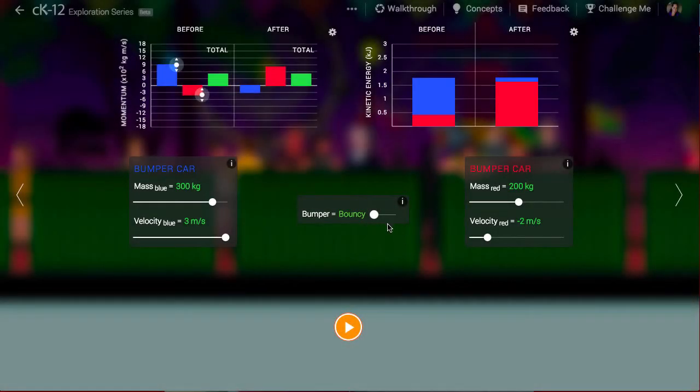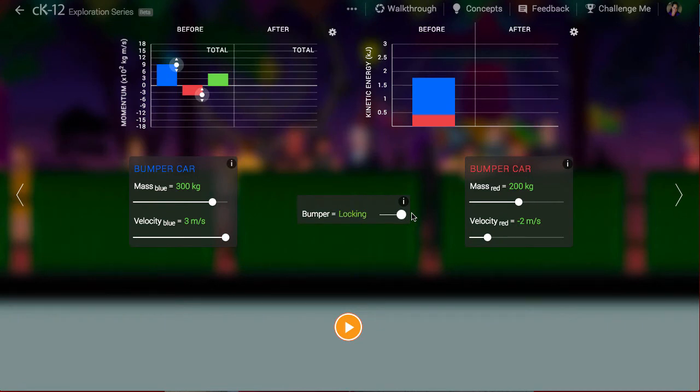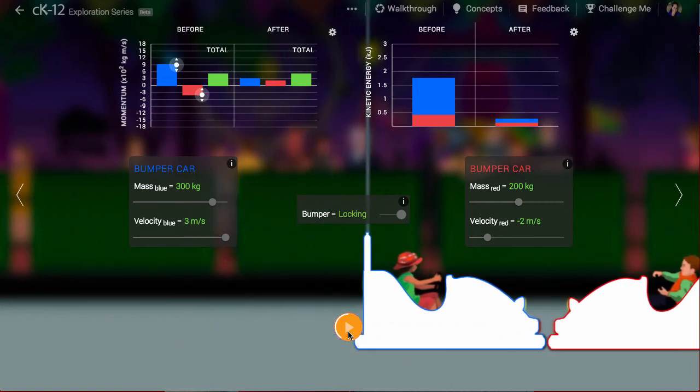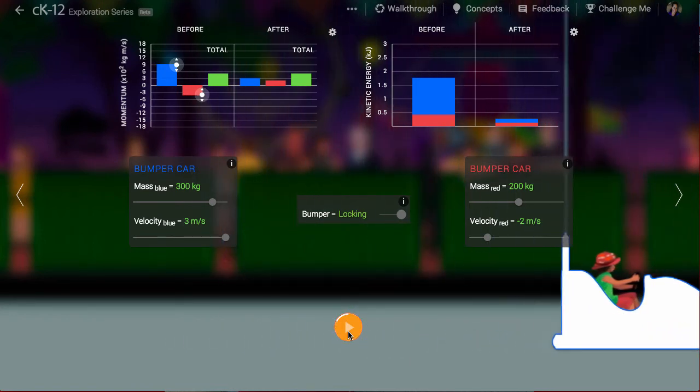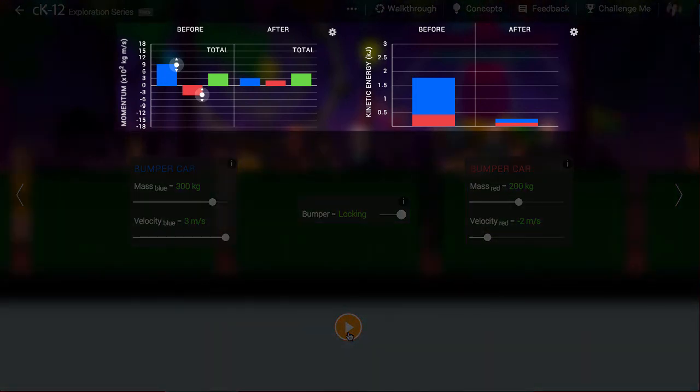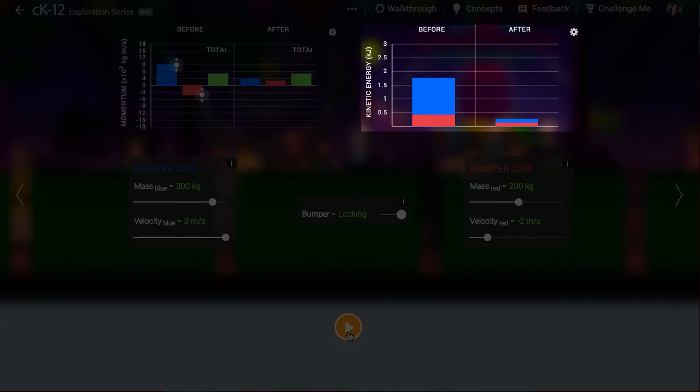What happens in an inelastic collision when the cars lock together? Well, momentum is still conserved, but some kinetic energy is lost. This is typical of inelastic collisions. The kinetic energy has been transformed to a different form of energy. It is never entirely lost.